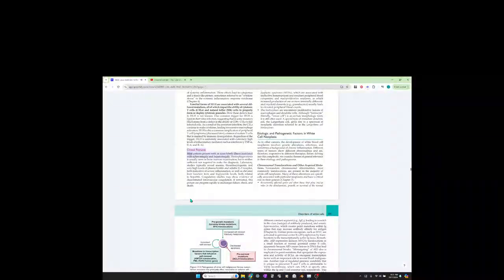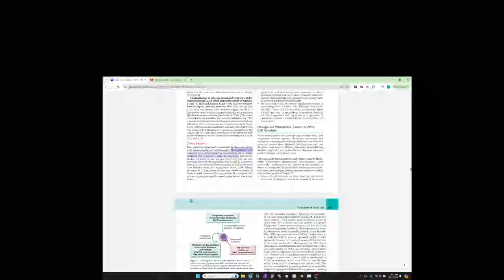Clinical features: most patients present with an acute febrile illness associated with splenomegaly and hepatomegaly. Hemophagocytosis is usually seen on bone marrow examination, but is neither sufficient nor required to make the diagnosis. Laboratory studies typically reveal anemia, thrombocytopenia, and very high levels of plasma ferritin and soluble IL-2 receptor, both indicative of severe inflammation, as well as elevated liver function tests and triglyceride levels, both related to hepatitis.